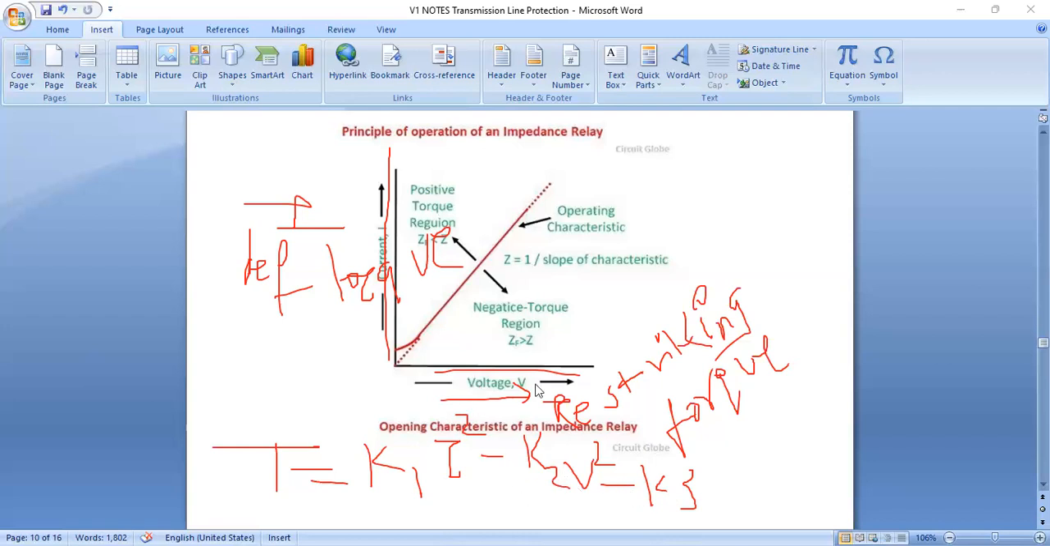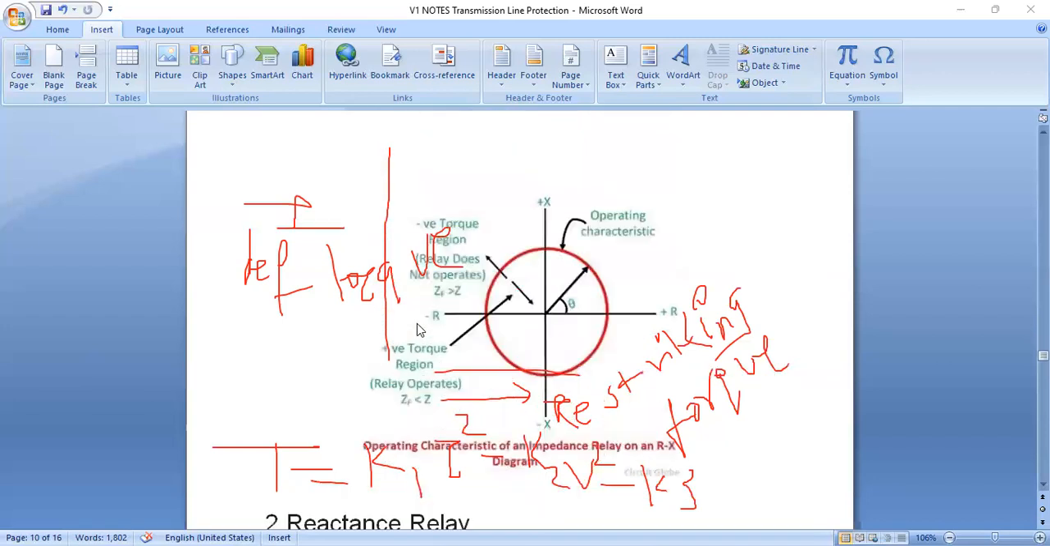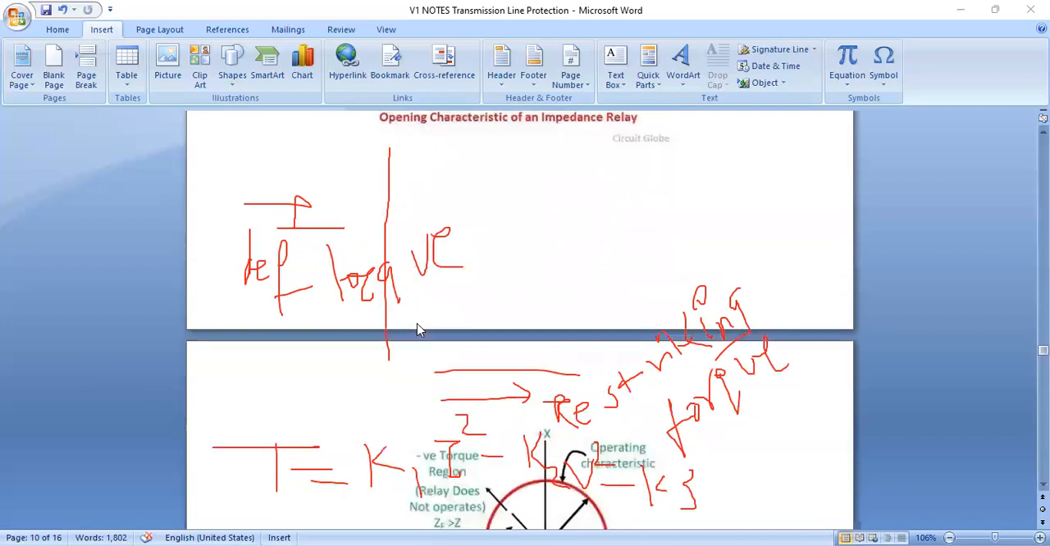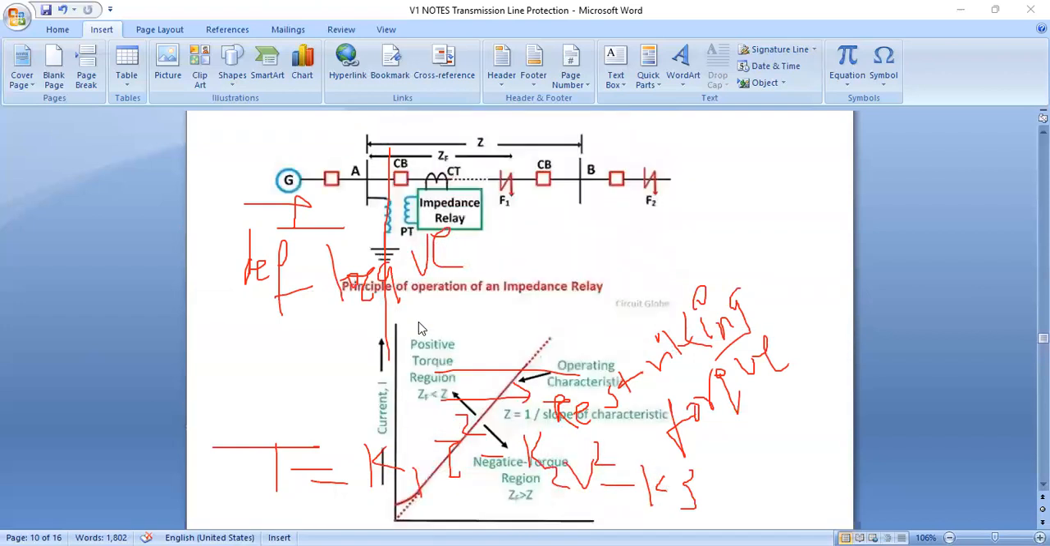So when the relay is in the normal operating condition, then the net torque, just wait, I will erase all these things.